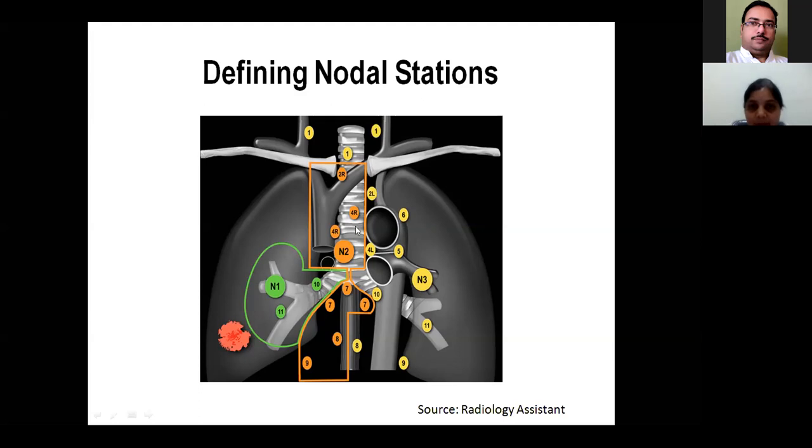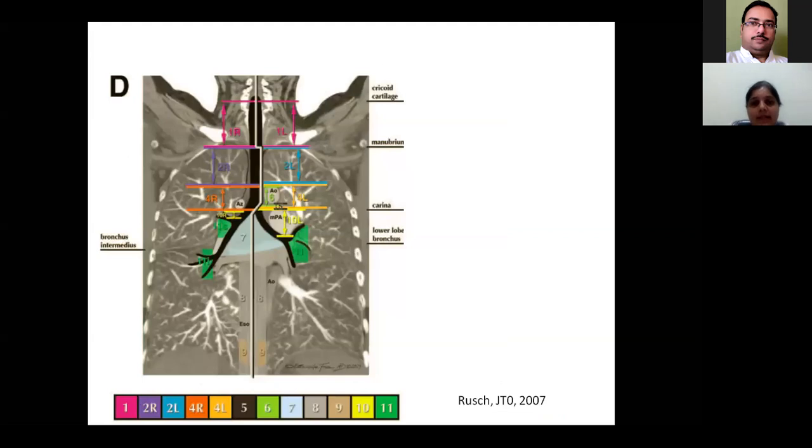So ipsilateral, which is this orange group, is considered as N2, and contralateral, here the yellow group, is considered as N3 for a right-sided tumor. But for the left-sided tumor, all these yellow would be considered as N2, and everything which is in orange would be considered as N3 disease. So again, this is a very nice classification of the different lymph nodal groups.